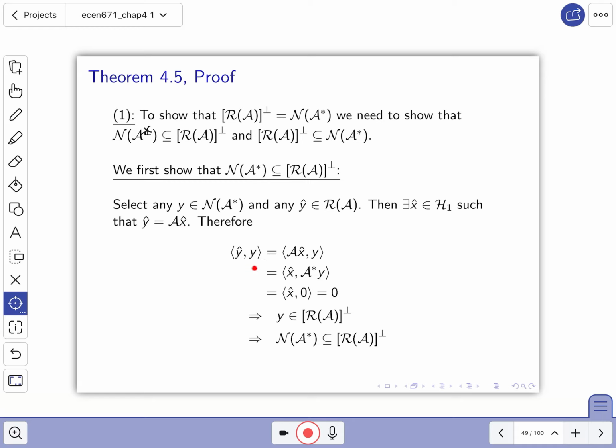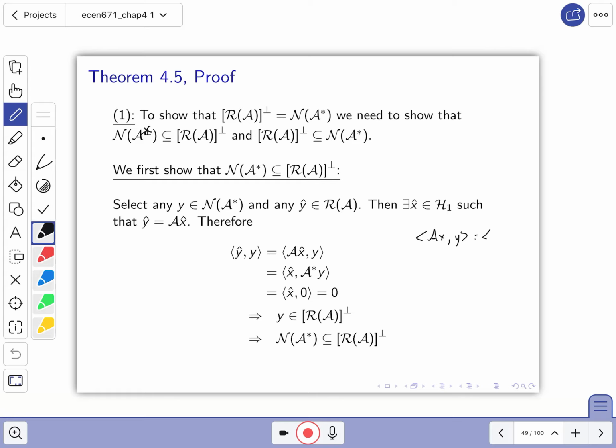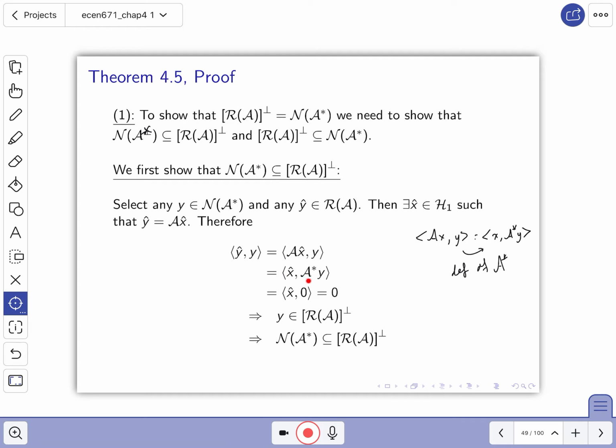Okay, so now let's look at the inner product of Y hat with Y. We know that Y hat is some A X hat, or A times some X hat. That's inner product with Y. And now we use the property of the adjoint. So remember, the important property of the adjoint is, in fact, for any X and Y, the inner product of AX with Y has to be equal to the inner product of X with A star Y. So this is the definition of A star. Okay, so by definition, we get this line here. So X hat, A star Y.